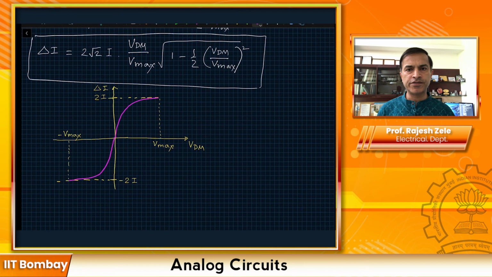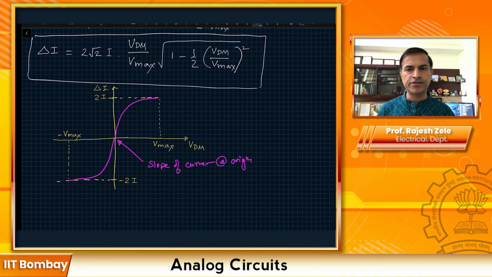In the bipolar case, one transistor will go into saturation, the other transistor will get into the cutoff mode. What is the slope of the curve at the origin? So I'm applying a differential input voltage VDM, and I'm looking at delta I at the output.